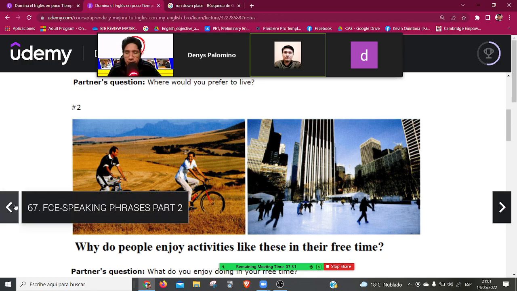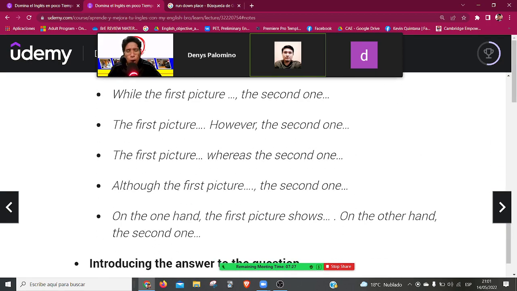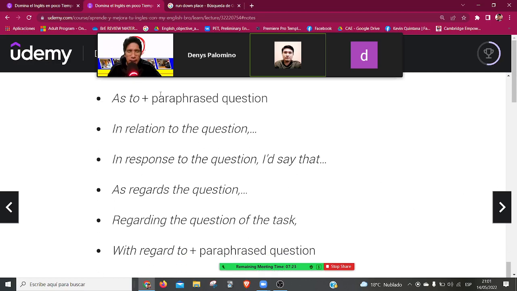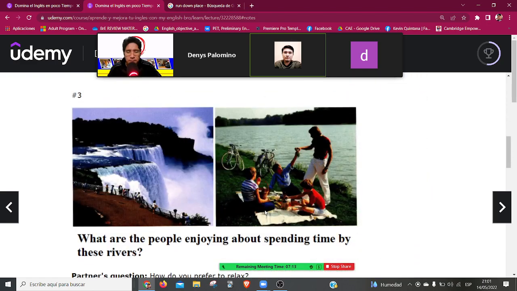Okay. So you have these words, guys. You can use them. Although, despite the fact that, okay. And then, how to answer the questions, you can say regarding the question of the task, with regard to, as regards the question, in response to the question. So now again, Jimmy, you have 2 minutes to talk about these two pictures.